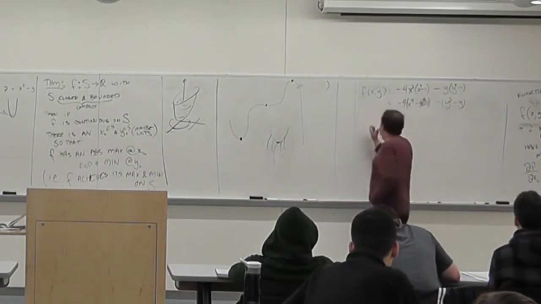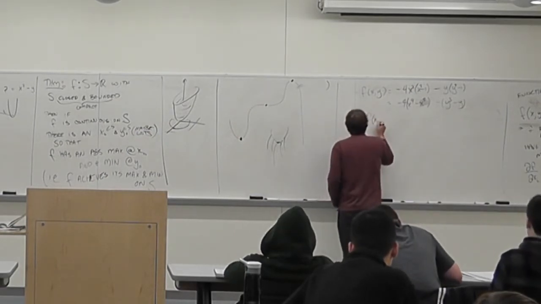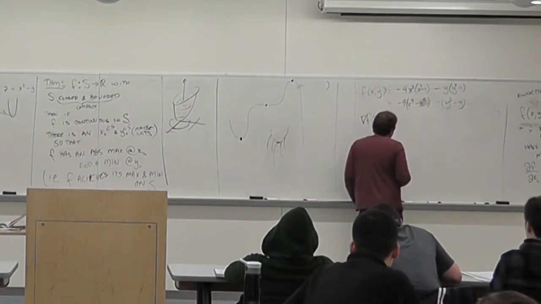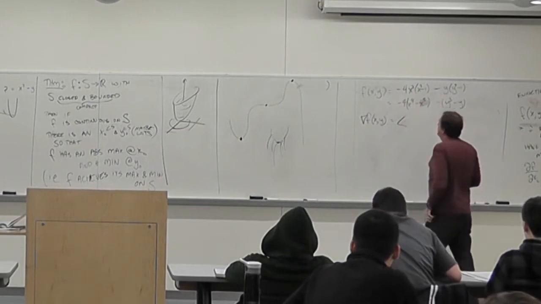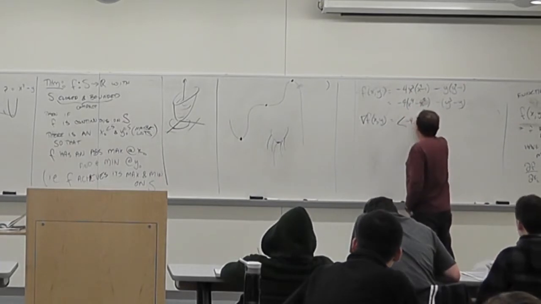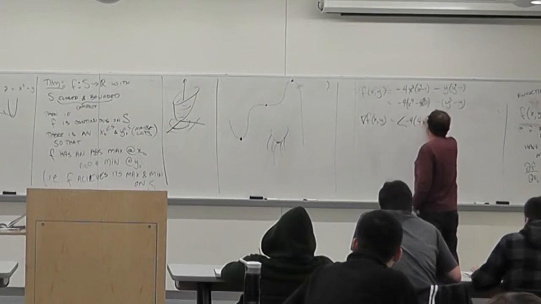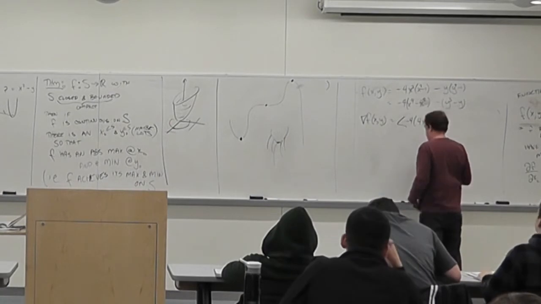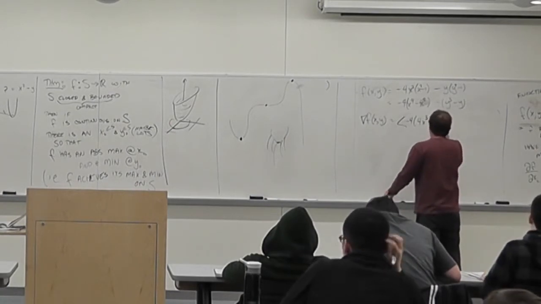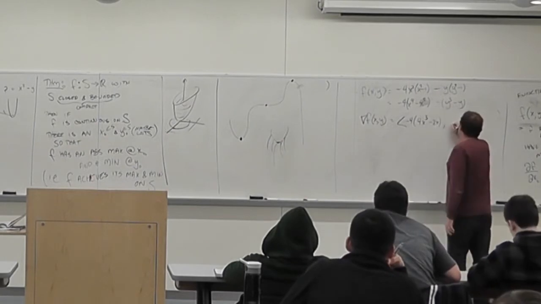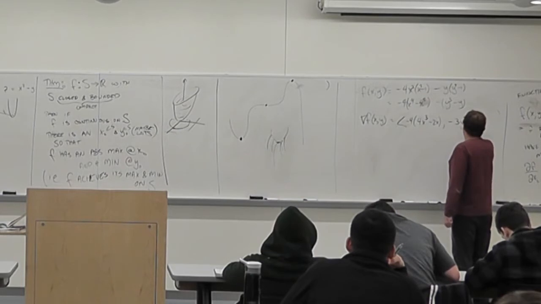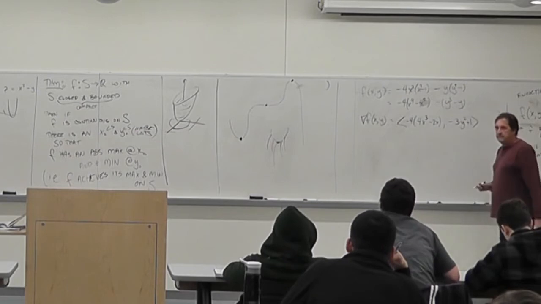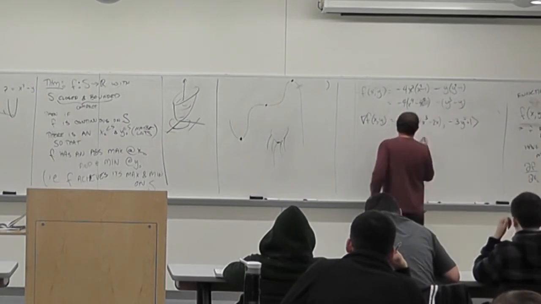So if I take the gradient here, then I take the derivative with respect to x, and here I get, I'm just going to leave the 4 there, 4x cubed minus 2x, and here I get minus 3y squared minus 1. And so this will be 0.